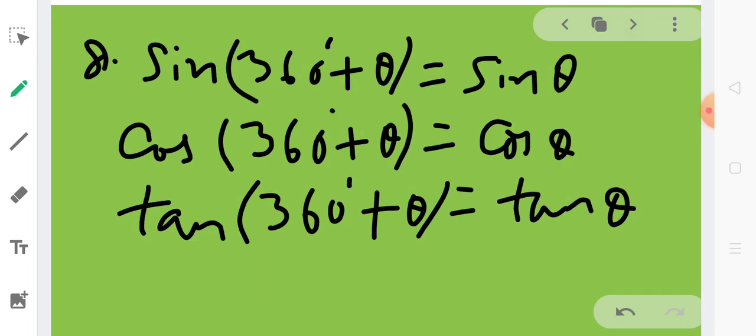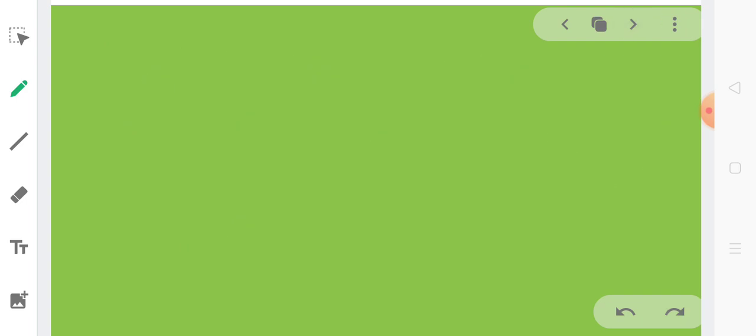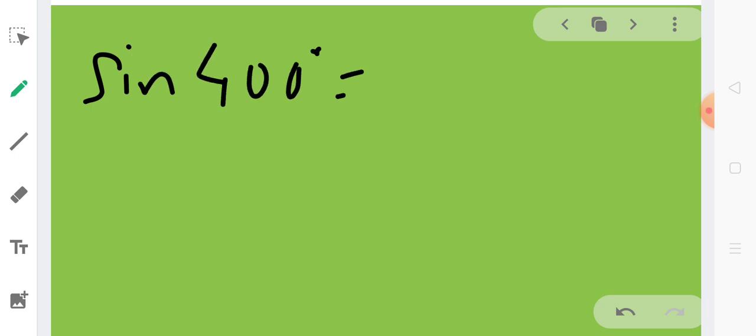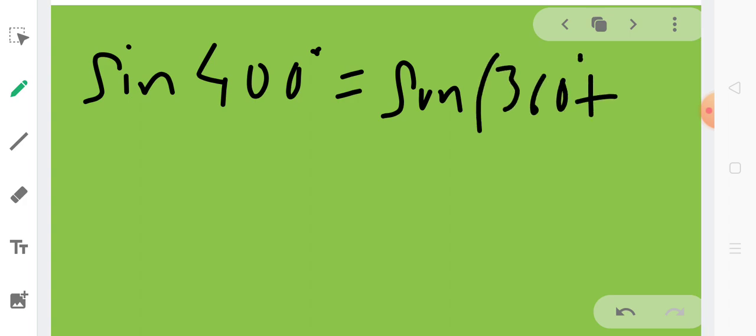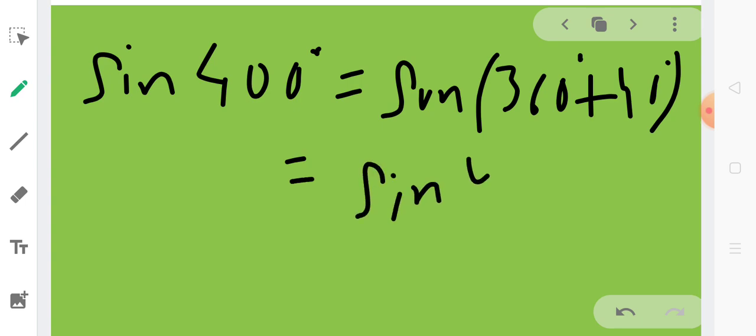Lastly, sin of 360 plus theta is sin theta, cos of 360 degree plus theta is cos theta, tan of 360 degree plus theta is tan theta. 360 degree plus theta lies in the first quadrant, so all the trigonometric ratios are positive. Like for example, sin of 400 degree, you can write as sin of 360 degree plus 40 degree, so that should be equal to sin of 40 degree.